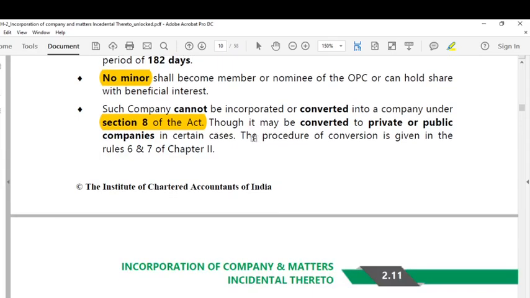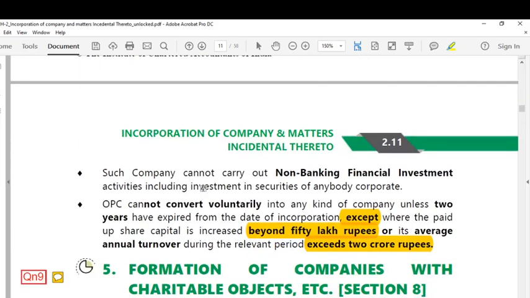The next, 10th special provision, is that an OPC cannot be converted into a Section 8 company, my dear. But an OPC can be converted into a public company or a private company, but not into a Section 8 company. And you also cannot incorporate an OPC to carry out the business of a Section 8 company, which means that for a charitable object, you cannot incorporate a one-person company. Right. So that is the 10th special provision.